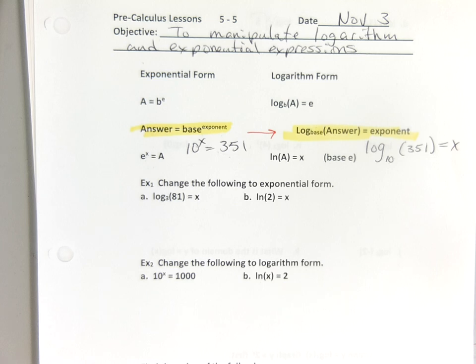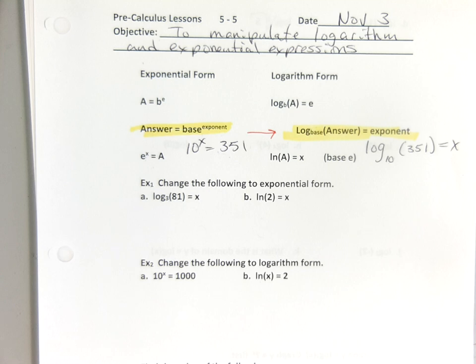I've got 10. That's my base. 10 to the x, that's my exponent. So I go log of the base. Put the 10 down here, so it's a subscript number, of the answer. I'm going to rewrite the 351 here, equals the exponent. My exponent was the x. See that? And then I can use my calculator.